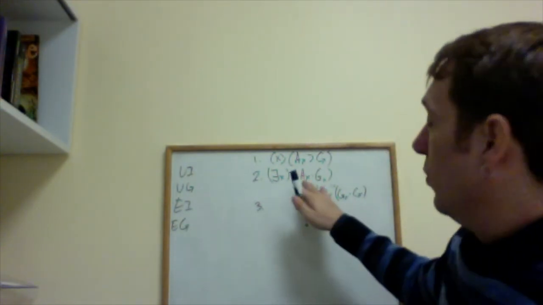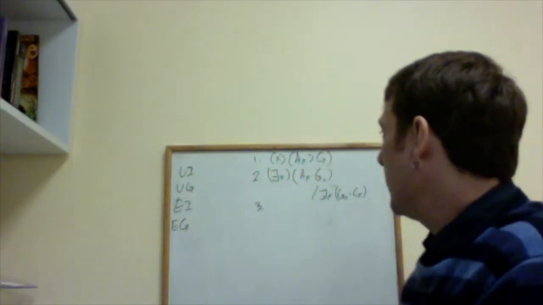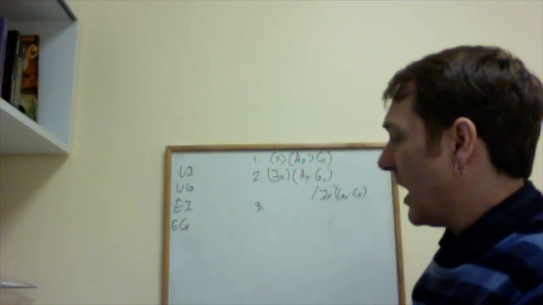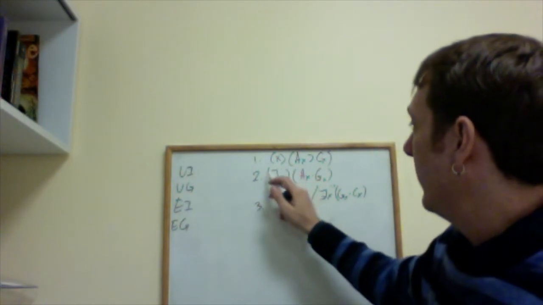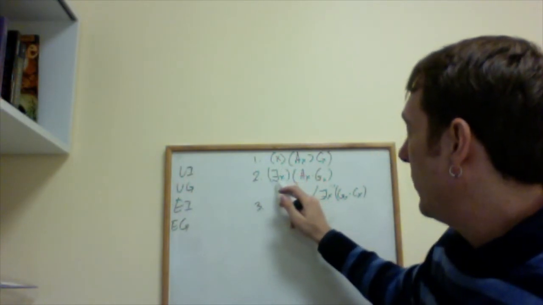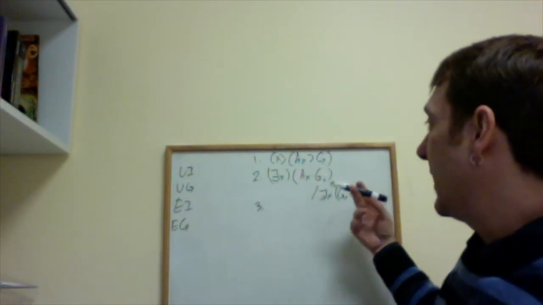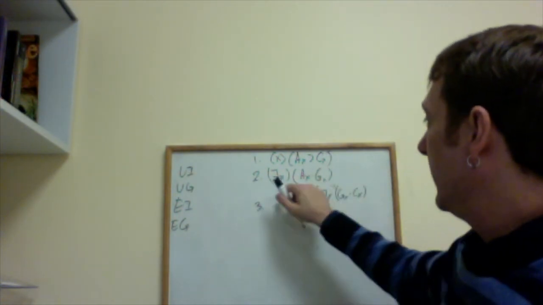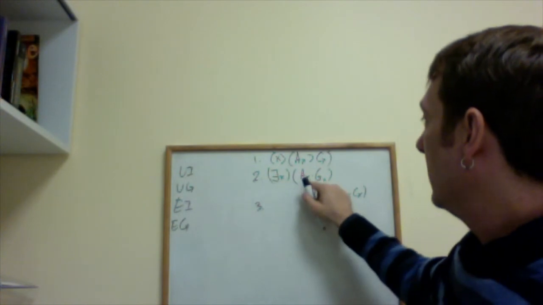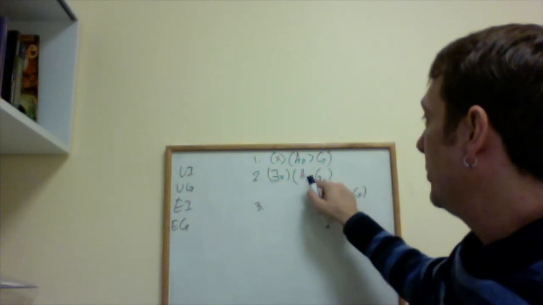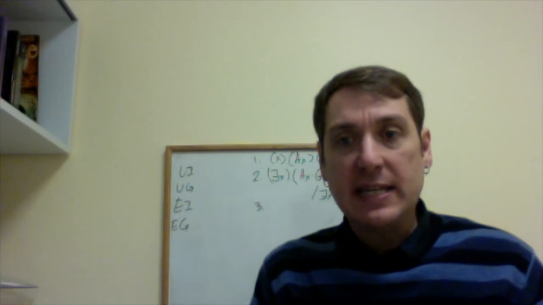I'll explain this later, but we want to start by getting rid of this quantifier. And so existential instantiation has the following reasoning behind it. If this sentence is true, it says there's at least one thing that's A and also G. Now we don't know which thing that is.